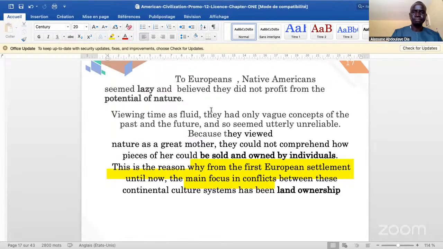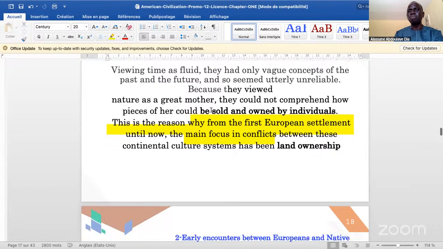But the answer is here. Viewing time as fluid, they had only vague concepts of the past and the future. So they seemed utterly unreliable. Europeans thought that Americans did not consider time very seriously. So people cannot rely on them because they did not profit from that.